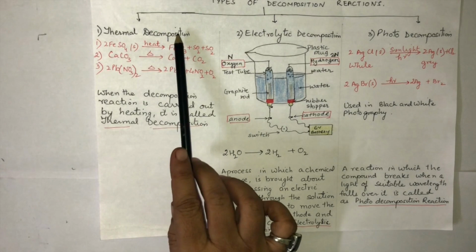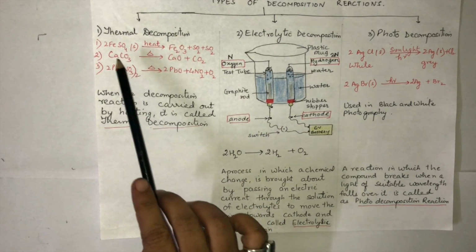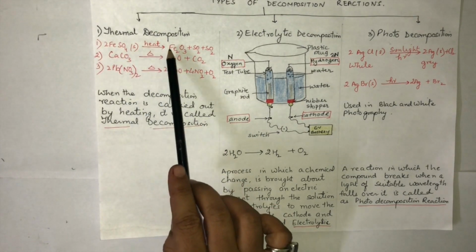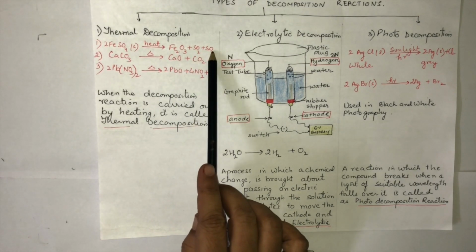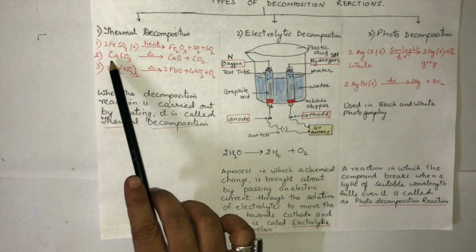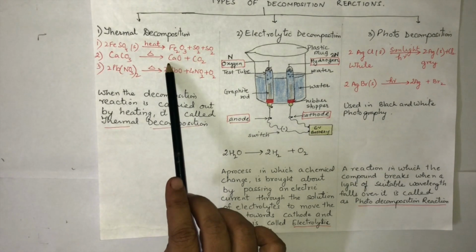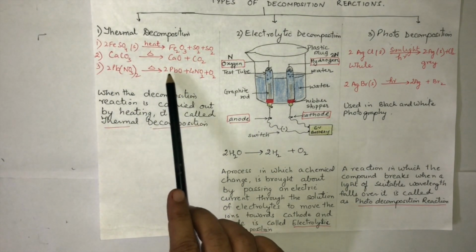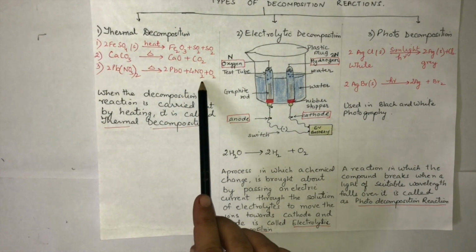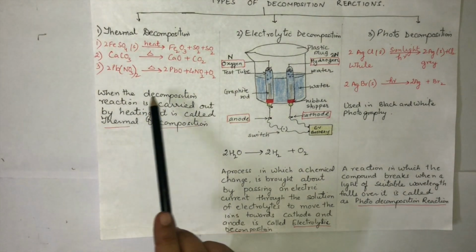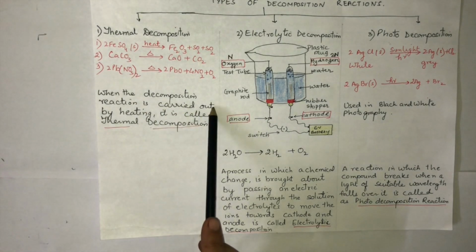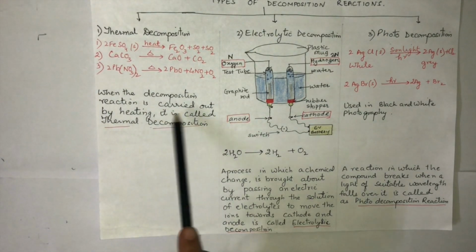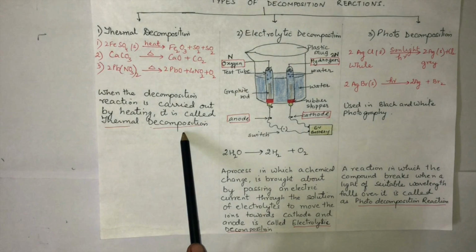So for thermal decomposition, we have already seen three examples. 2FeSO4 when heated gives Fe2O3 plus SO2 plus SO3. Then CaCO3 when heated was giving CaO plus CO2. And then lead nitrate when heated gives lead oxide, NO2 and O2. Now when the decomposition reaction is carried out by heating, it is called thermal decomposition.